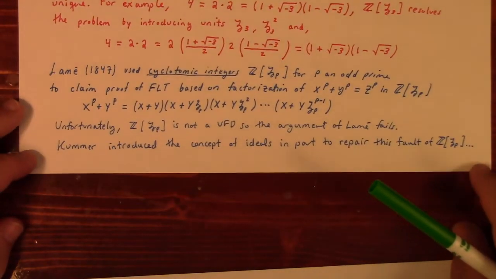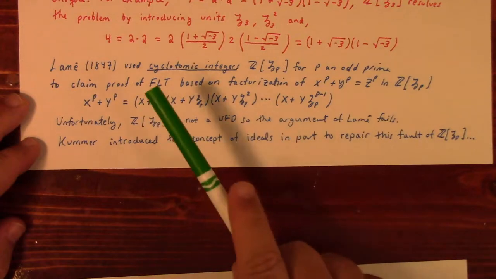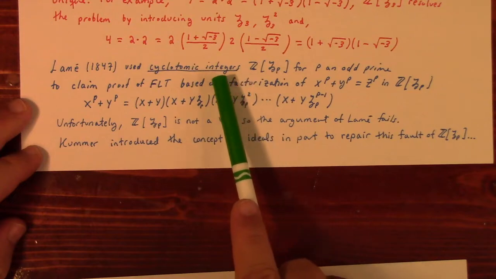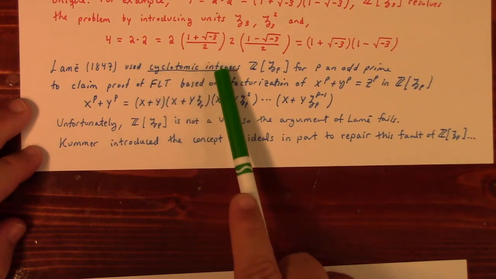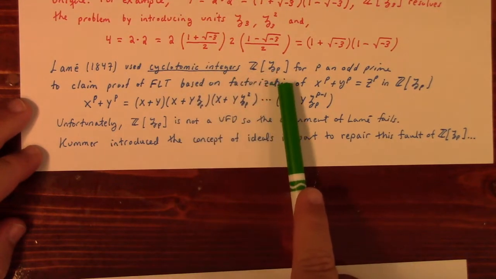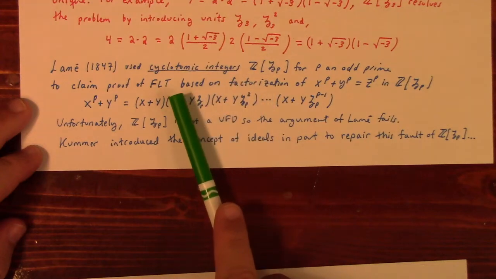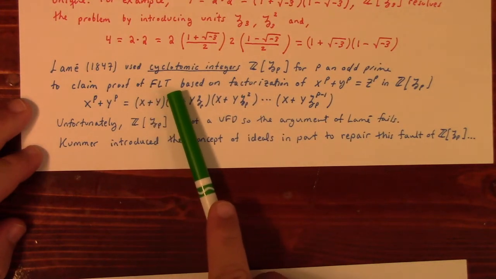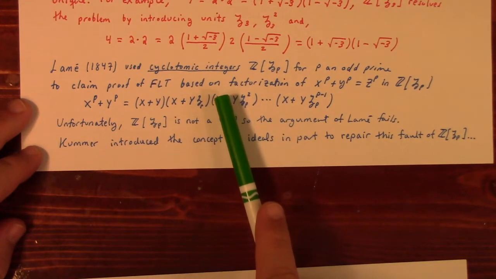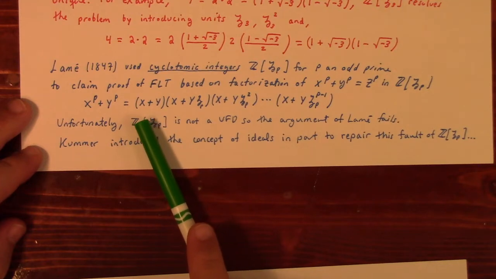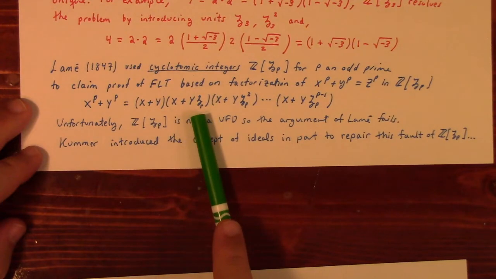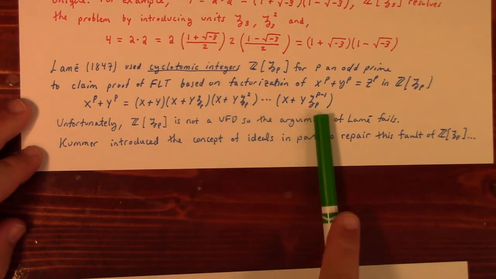So in particular, Lamé, in 1847, used cyclotomic integers. That means circle cutting. You know how the roots of unity cut the circle into p parts? It's like that, right? So Z adjoin the pth root of unity for an odd prime, and he thought he got a proof of Fermat's last theorem from that, based on Fermat's descent argument paired with this mathematics, that x to the p plus y to the p can be factored into the product of x plus y, x plus y zeta p, x plus y zeta p squared, and so forth and so on.